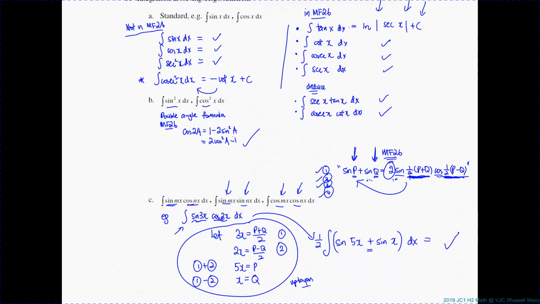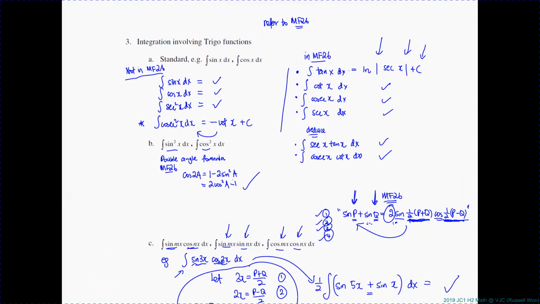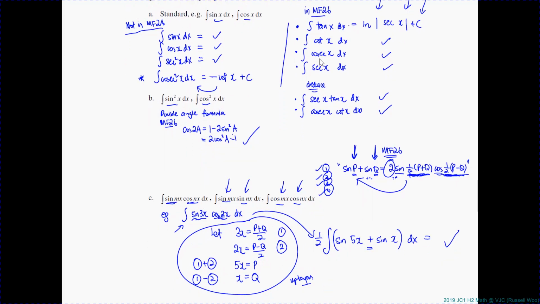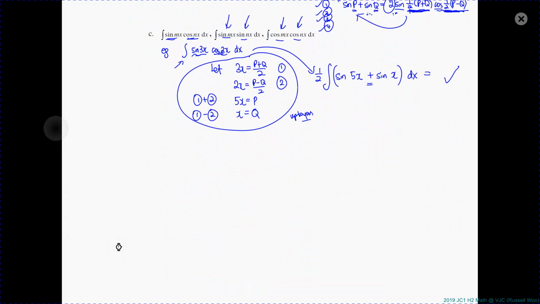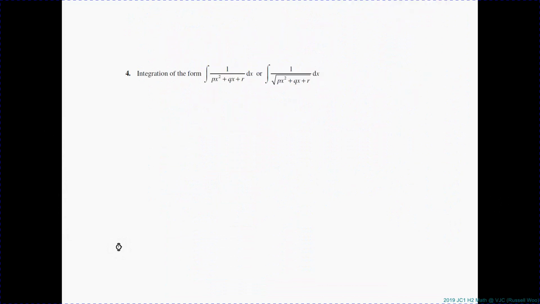So that sums up the trigo bit. In essence, for the standard forms, you must know the 4 standard ones memorized, those not in MF26: sine square, cosine square. And you have this, making use of the factor formula. Next, we talk about this form.